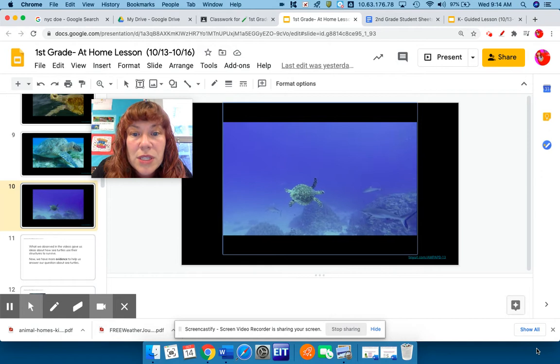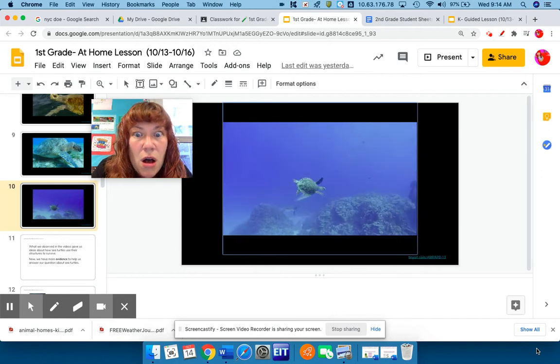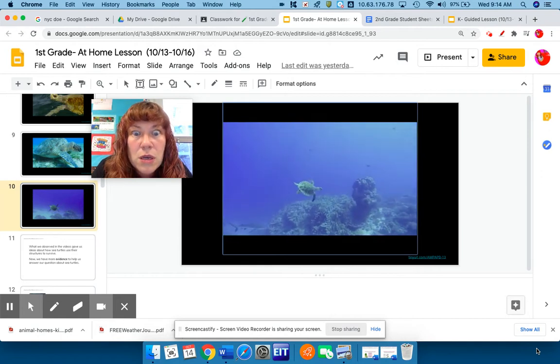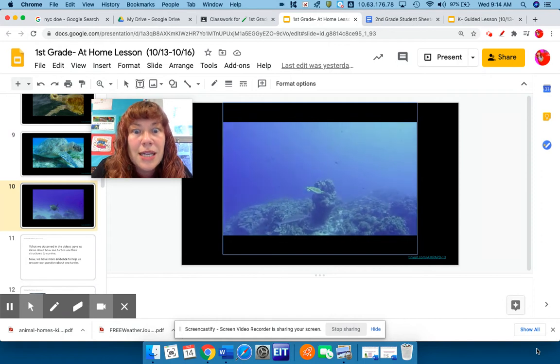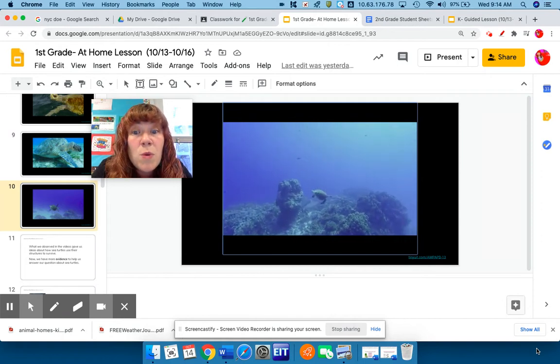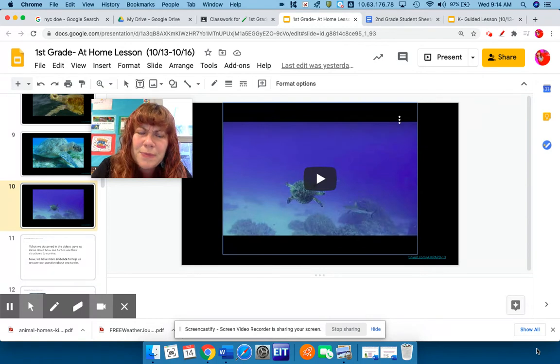Yes, do you see those sea turtles? You see that sea turtle and all of those sharks. That's right. So the sea turtle is swimming where there are sharks, but it looks like something's keeping her safe. What did you observe?